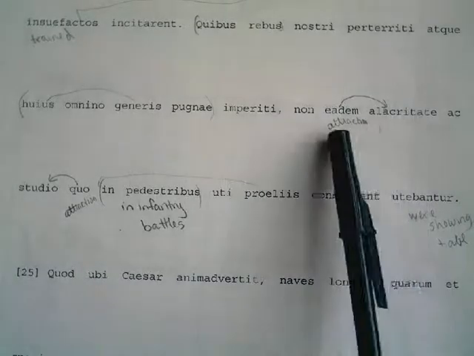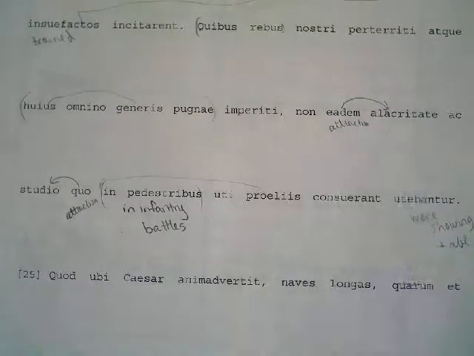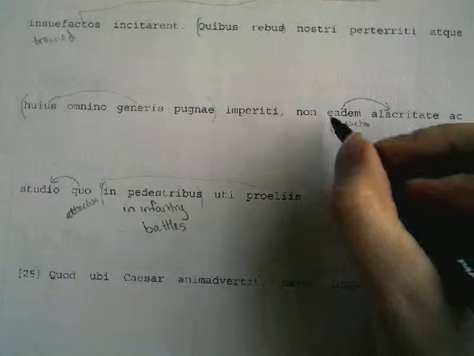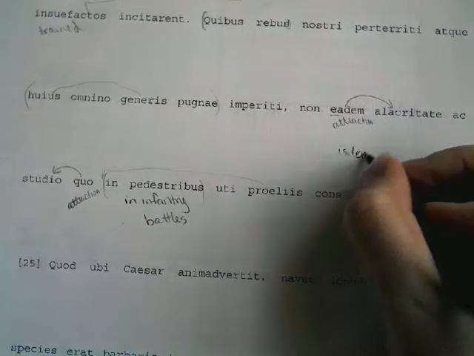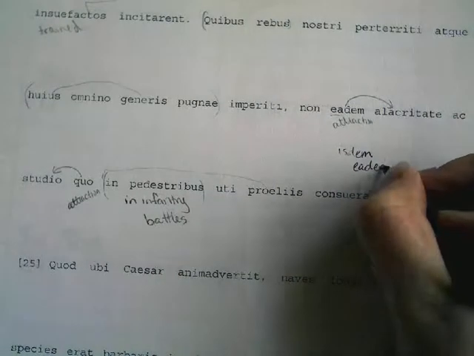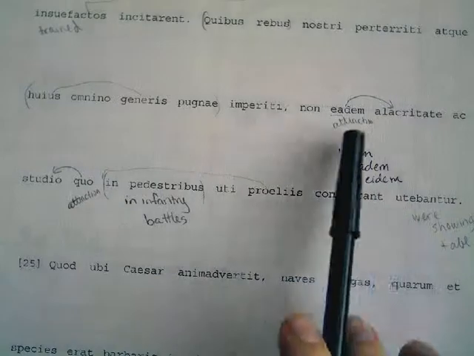Eadem is one of those words that the ea changes and the dem stays the same. So you say idem, eadem, eidem. So the dem stays the same. You look for your endings before the dem part. So they were using eadem alacritate, or showing, and studio. Studio, be careful, it doesn't mean study.